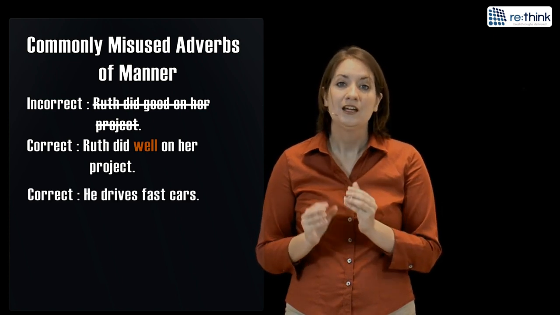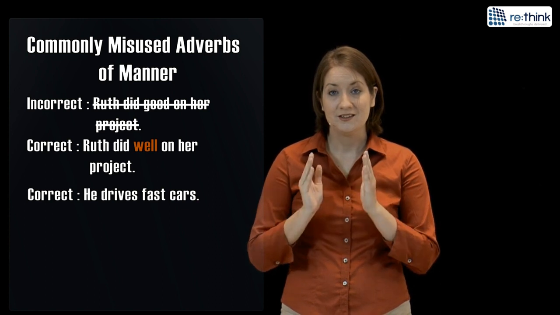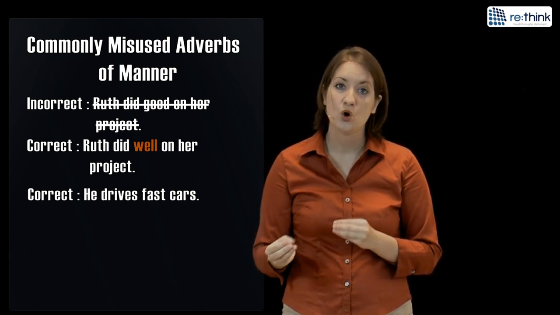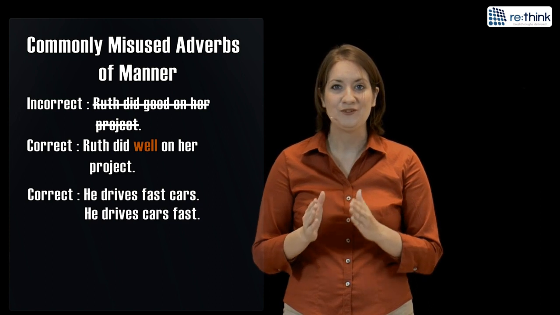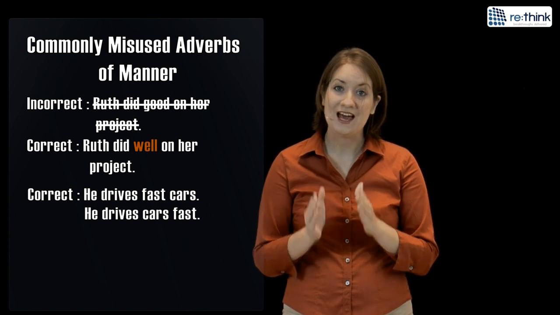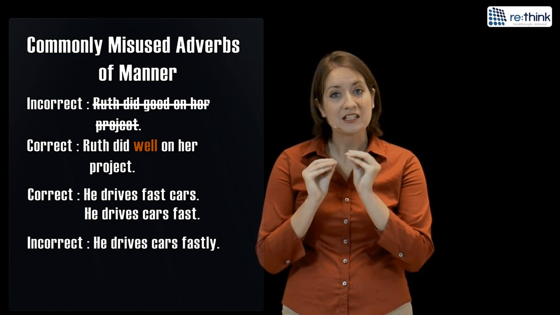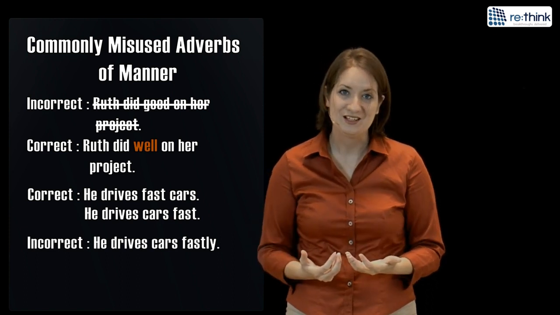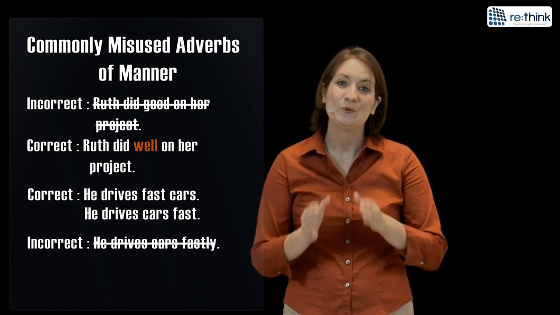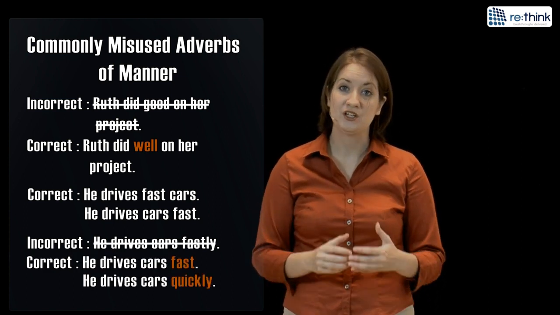We can say he drives fast cars because fast in this sentence is an adjective that modifies cars. Or we can say he drives cars fast. In this sentence, fast is an adverb that now modifies the verb drives. But we cannot say he drives cars fastly because there's no word fastly. We have to say he drives cars fast or he drives cars quickly because those are both adverbs. This concludes our session on adverbs of manner.